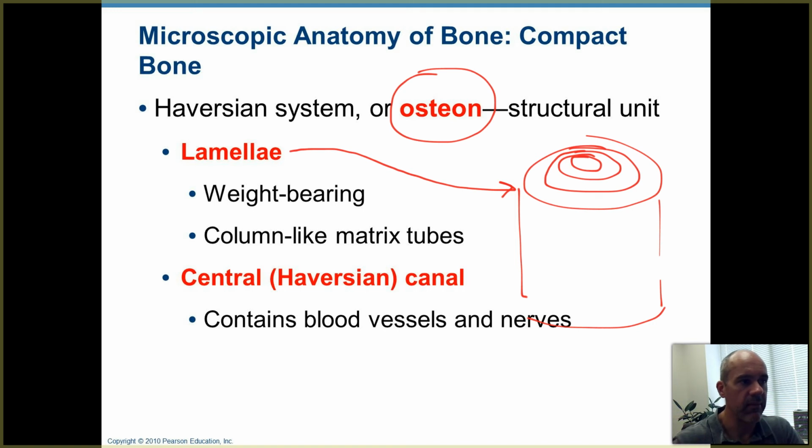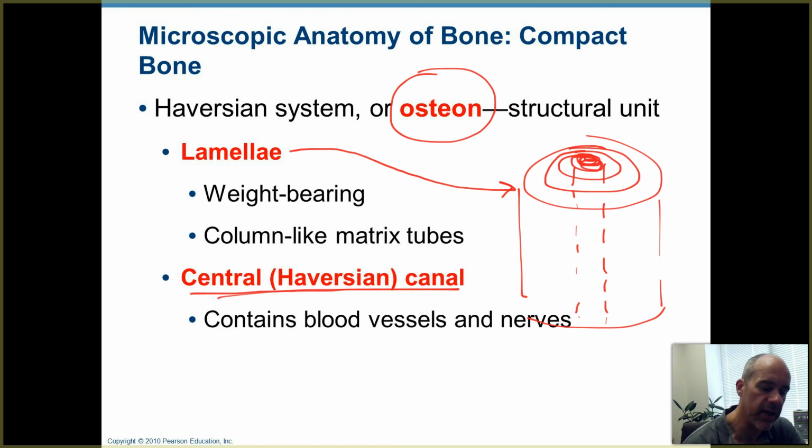And filled with that hard bony matrix. And then in the center, running right down the middle, you have a central canal, or a Haversian canal, which has blood vessels and nerves in it. So that's going to wind up bringing the blood supply to this osteon, or this little structural unit of the compact bone.